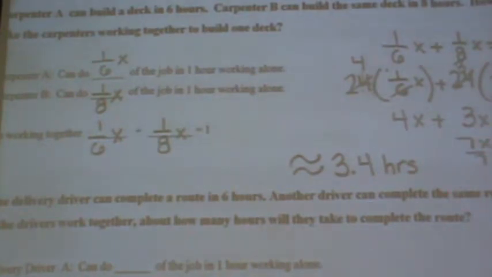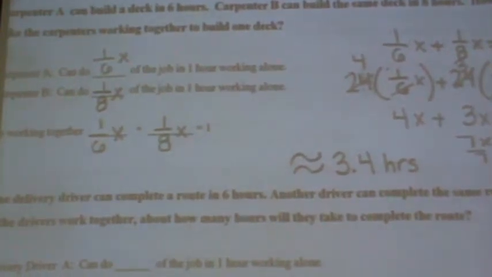It says, how long will it take the carpenters working together to build one? I don't know what you're saying, Nick, it's 7 hours, because you cut it in half and then added them. That guy can build a deck in 6 hours, right? So he can build half a deck in 3 hours. So if he builds half a deck in 3 hours, the other guy can build half in 4, and then add them. It's wrong, but that's what we did.